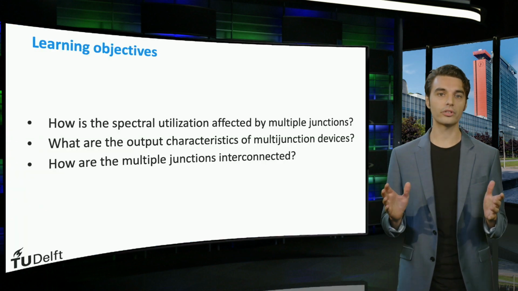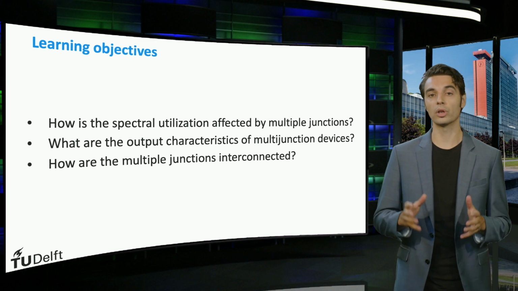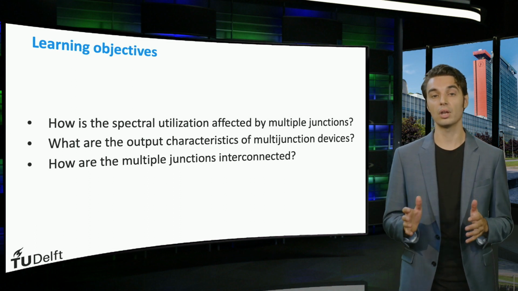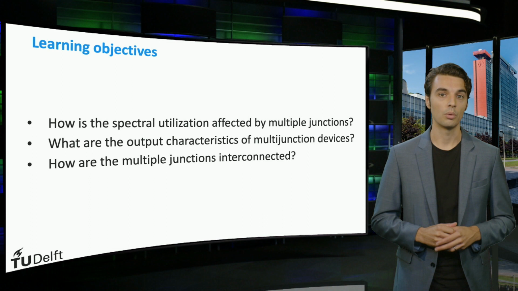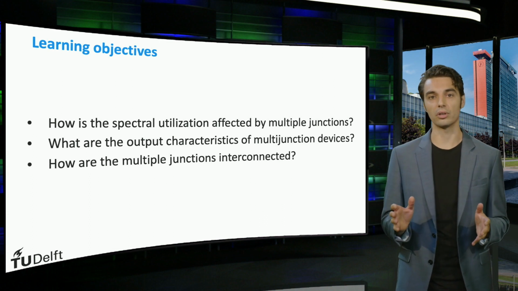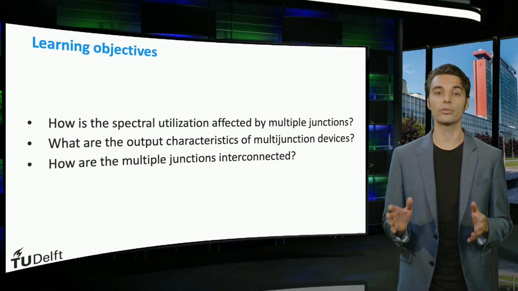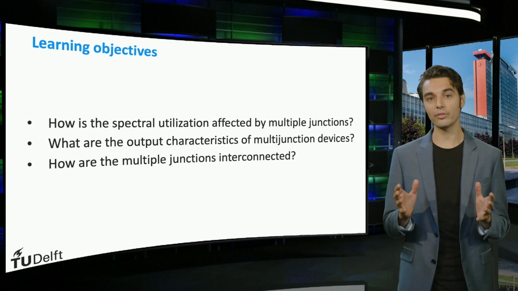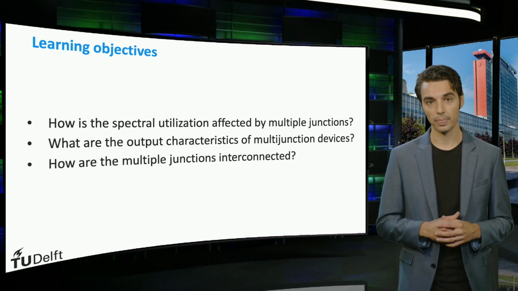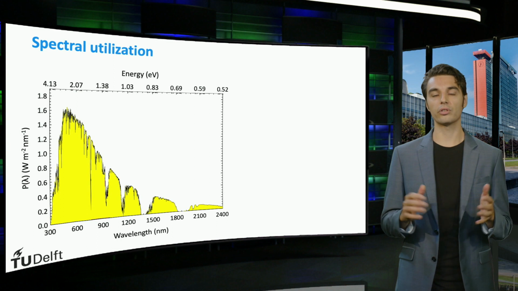To create a good understanding of multi-junction devices, we will learn about the spectral utilization of a device with multiple junctions. We will discuss the output characteristics of such a device, and we will look at the interconnection of the multiple junctions and how that affects the Venn diagram of the device. We start with the spectral utilization.